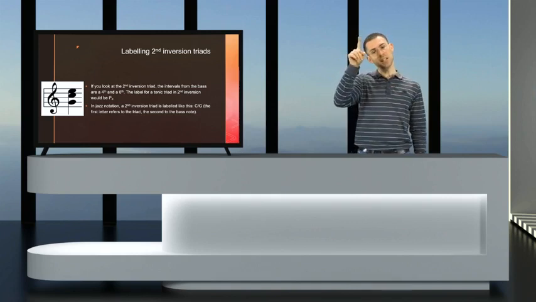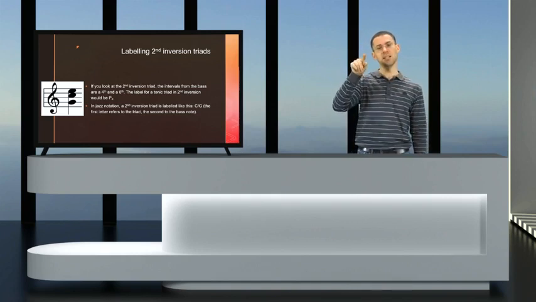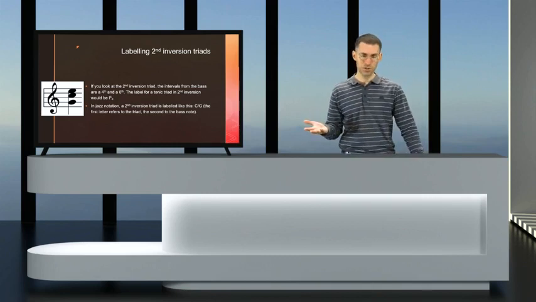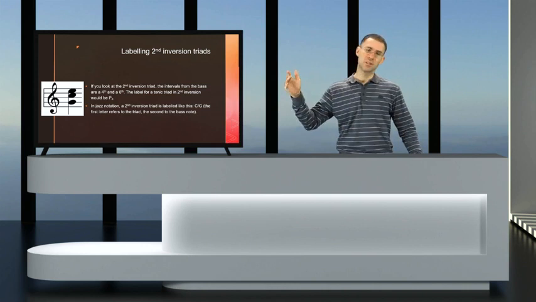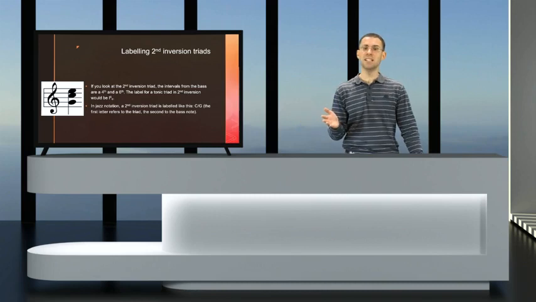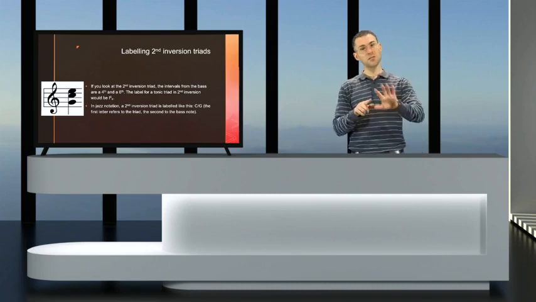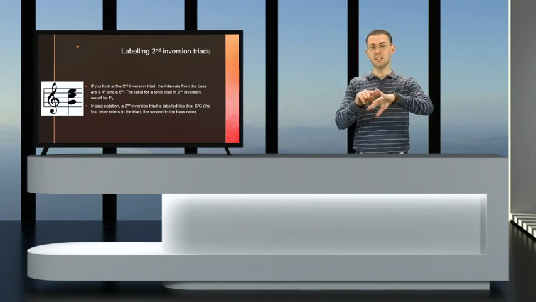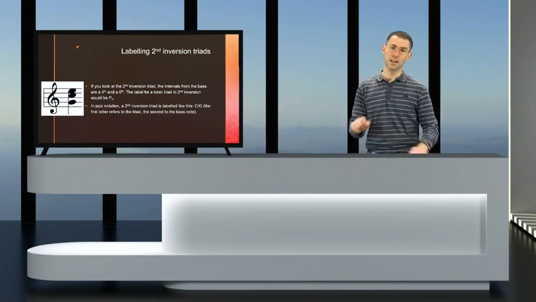So if you see something that says 1, 6, 4, it means that it's in second inversion. Or if you see 4, 6, 4, or 7, 6, 4, or 3, 6, 4, it means that that chord is in its second inversion. It's not being written with the root as the bass. It's not being written with the third as the bass. It's being written with the fifth as the bass.